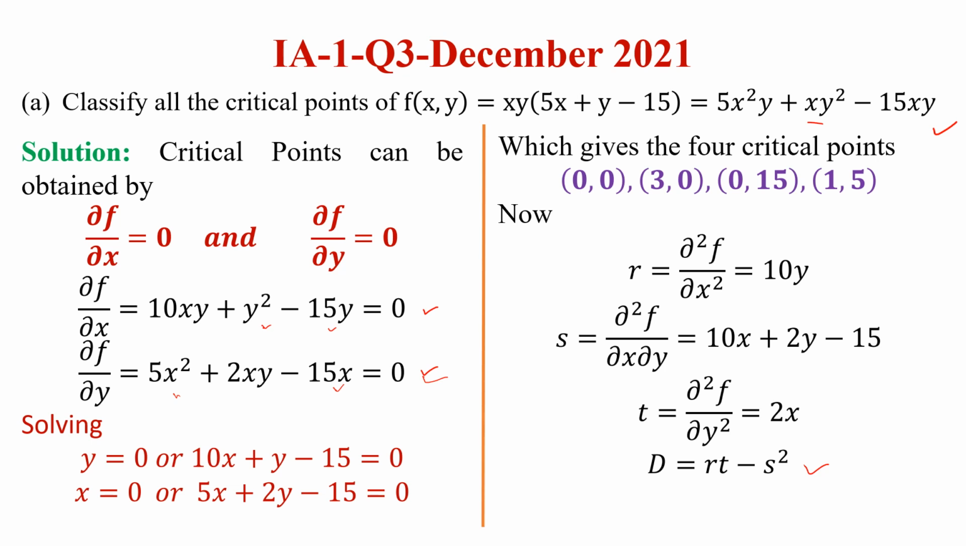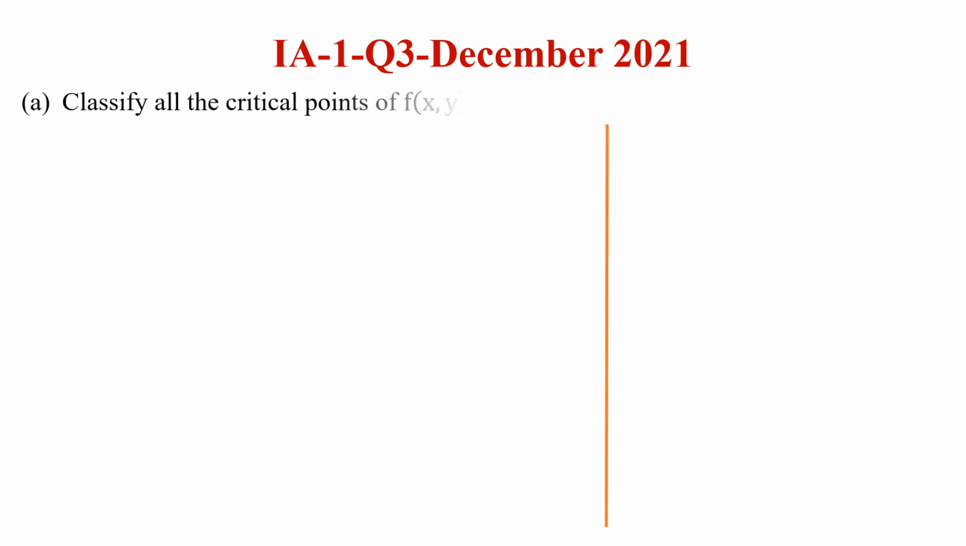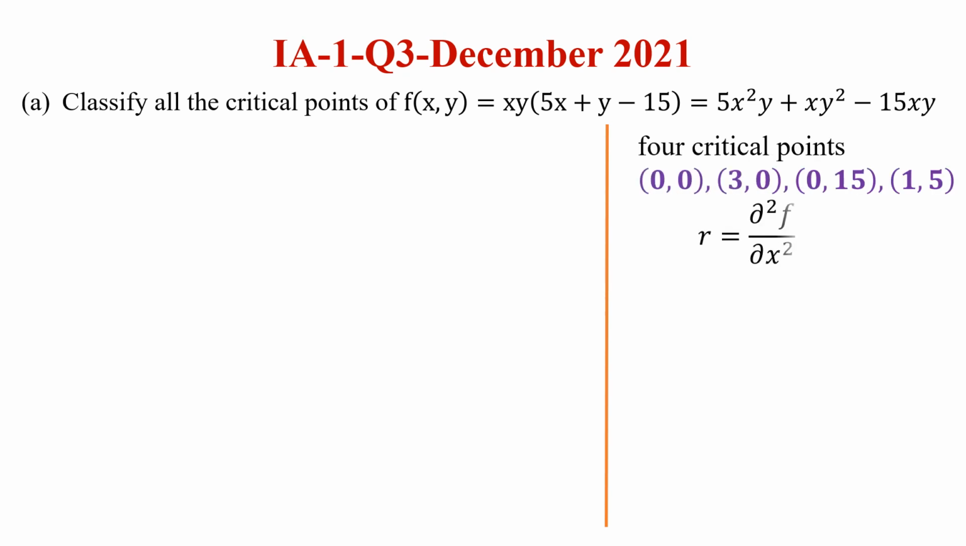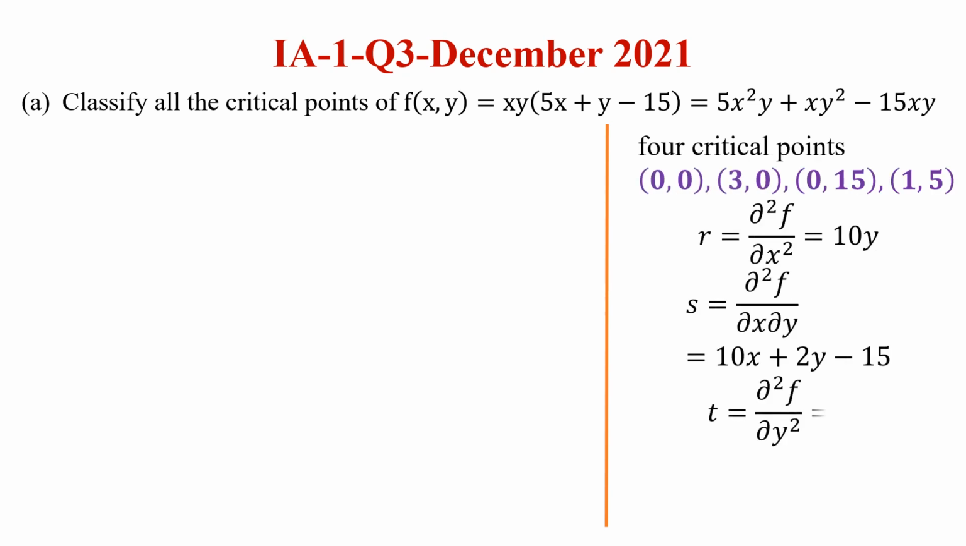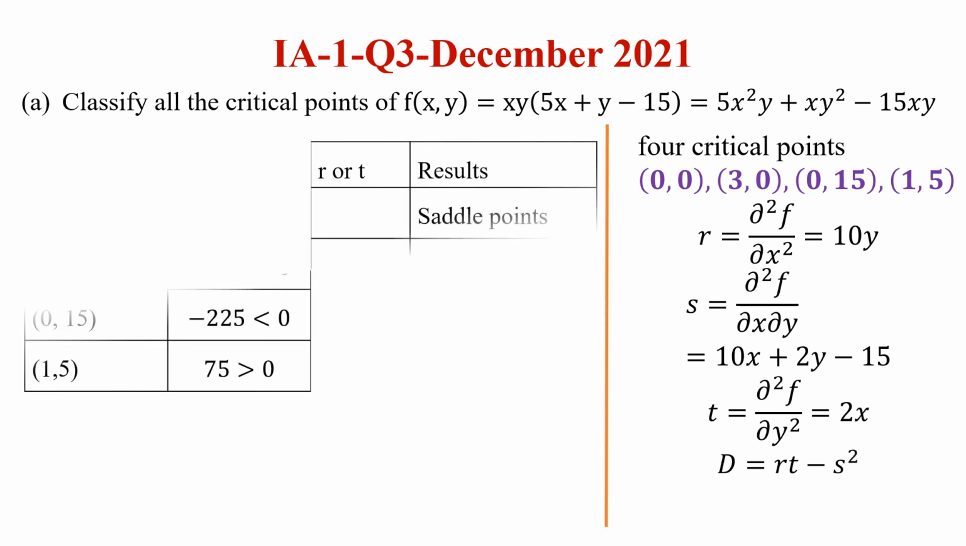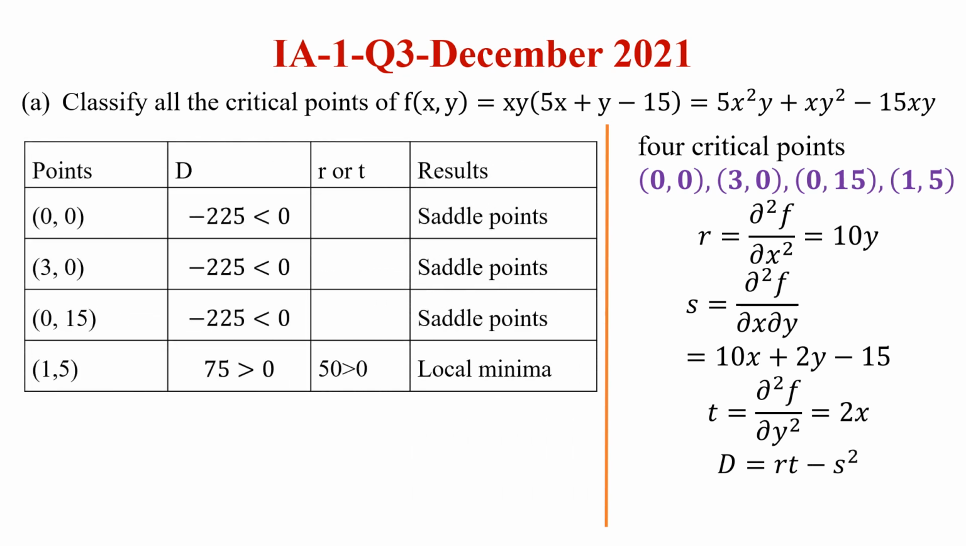After that, we calculate these values at all the critical points. Then we can generalize. So these are the four critical points that we have, and R, S, and T. Now we formulate the table and accordingly we can conclude. So first, at the point (0, 0), we go for calculation of R, S, T.